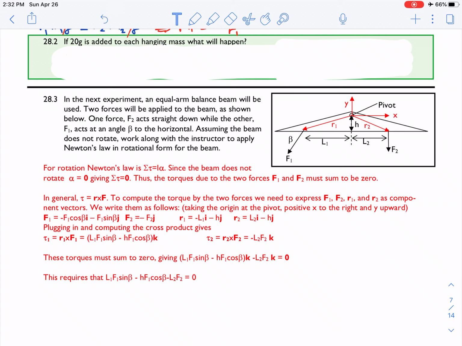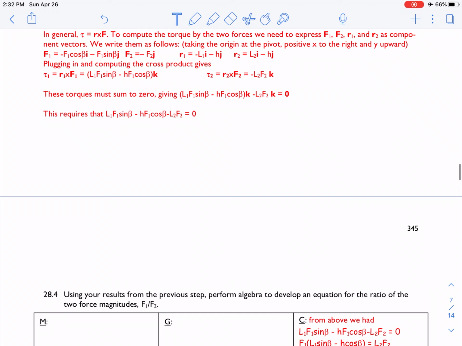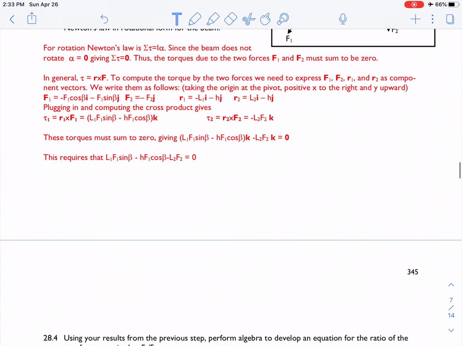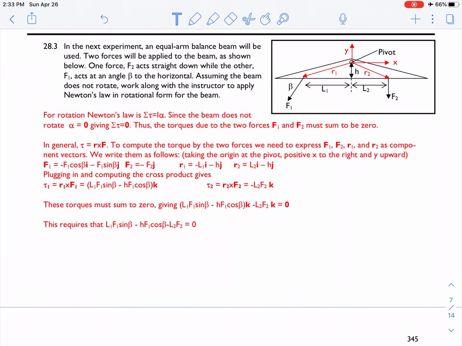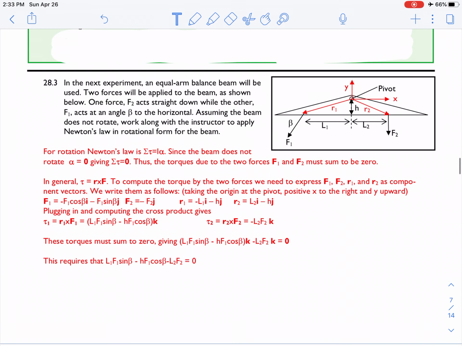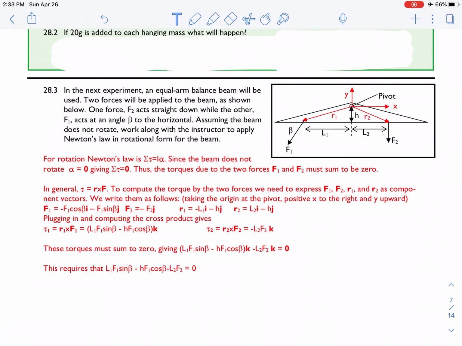The goal, and I'm going to show you a little bit of the next step, is to use your results from the previous step and perform algebra to develop an equation for the ratio of the two force magnitudes, F1 over F2. So we're going to get a relation between those two using torque. First of all, we know that the beam does not rotate, right?